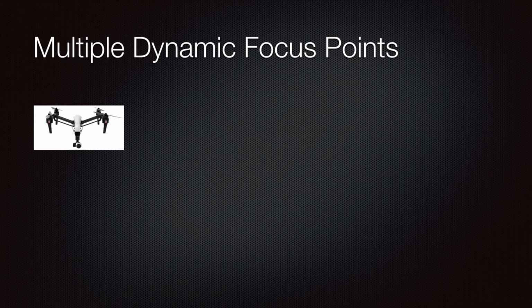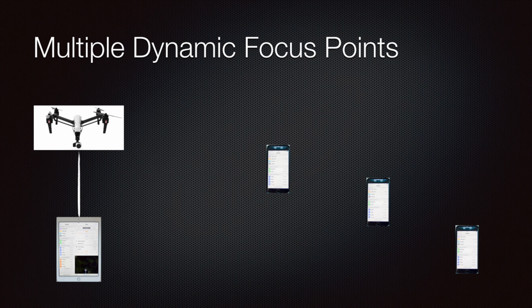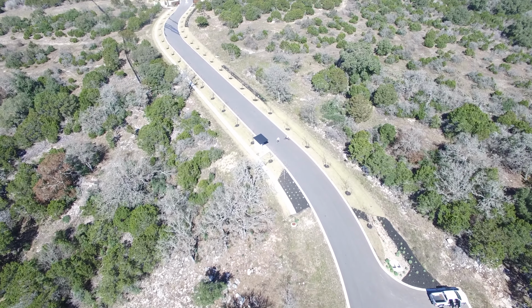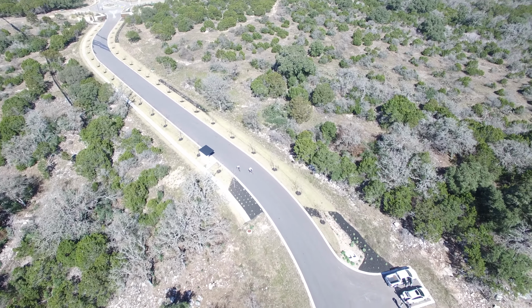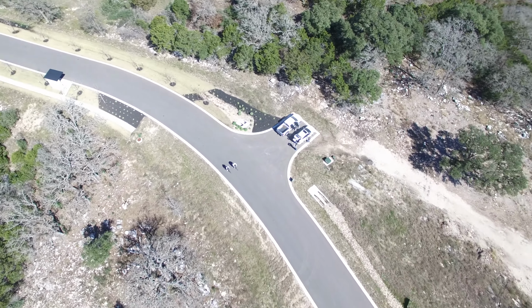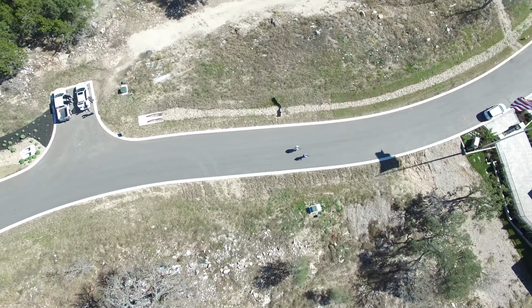Let's say you had 2 or even 3 or 4 different people that you wanted to be able to track and follow. You could give each person their own iPhone and install Autopilot or the free Airspace app. Then you can easily switch focus or even follow one person to the next. This quick example shows 2 bicyclists that were each given their own iPhone, and we were able to focus between the 2 of them or swap from one to the other.